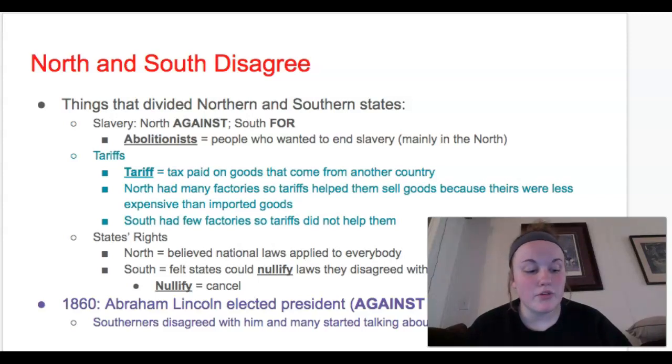Since the South had few factories, tariffs did not help their economy. Instead, tariffs meant that people had to either pay more or buy Northern goods. They felt that that was unfair.